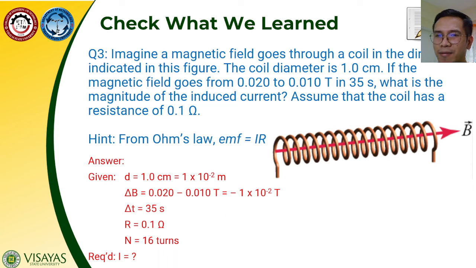Okay, so these are the given. The diameter of the coil is 1 centimeter. I will convert that to meter first so that we will not have difficulty in our problem solving later on. Our delta B, or the change in the magnetic field, is from 0.02 to 0.01 Tesla, so its change is negative. Delta T is 35 seconds. Our resistance is 0.1 ohm, and the number of turns is 16. So we have to compute for the current, or the induced current I.